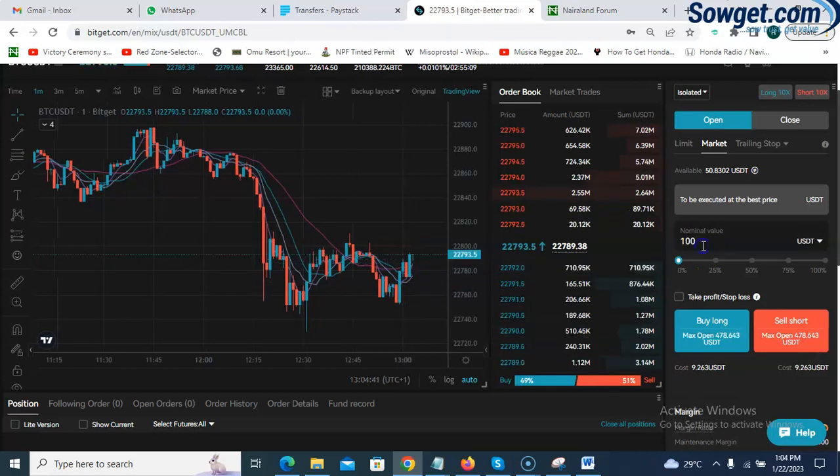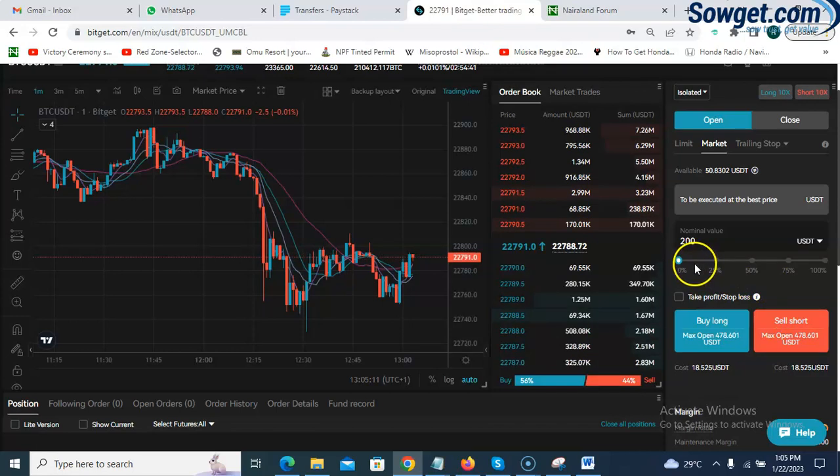So let's say I decide to make a trade of, I want to enter a trade of $200. So what will be required for me is 18.5 USDT for me to enter either a buy long or sell short trade. So this is how you use your leverage. So please make sure that you understand all these important features of your trading platform before you start trading with them.